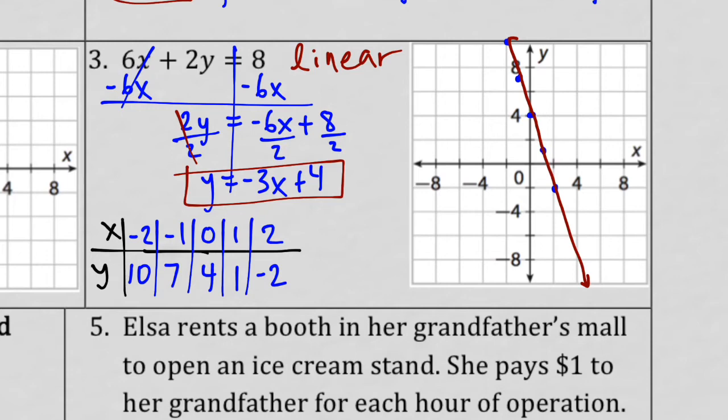So you can tell from looking at the points that they're arranged in a straight line, or looking at the equation, which is the way we've been doing it. It's in standard form. It looks like a linear function.